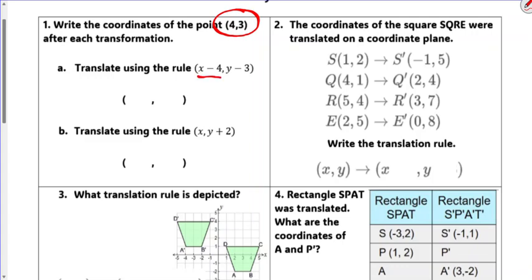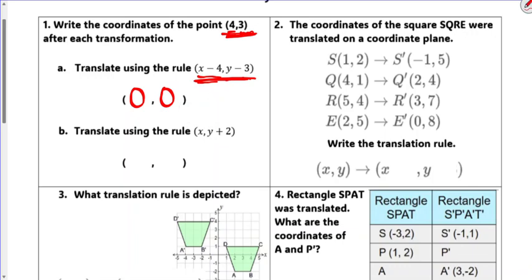When I say x minus 4, I'm literally saying you take the x value, the original x value of 4, and you subtract 4 from that. Well, 4 minus 4 is 0. When I say y minus 3, I'm saying you take that y value and you subtract 3 from it. 3 minus 3 also equals 0. So if I translate this point by this rule, that ends up at 0, 0.